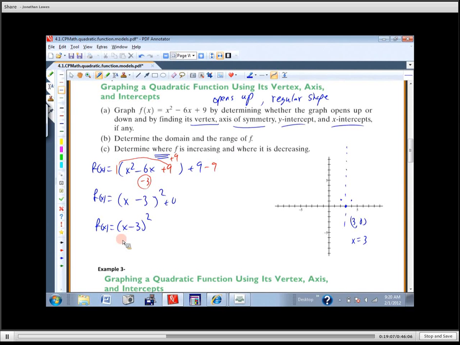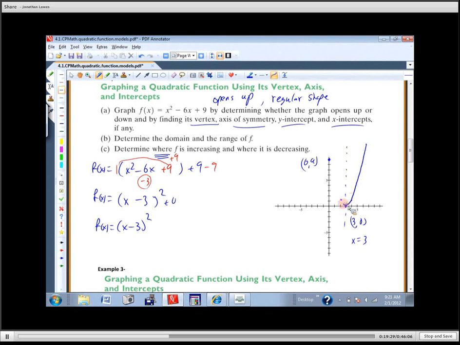The easiest place to find the y-intercept is, look at this original thing right here. If I plug a 0 here and a 0 here, the only thing left is 9. This crosses at 9, so I'm going to put a dot right there. Okay? So 0, 9 is the y-intercept. So the graph looks something like this.